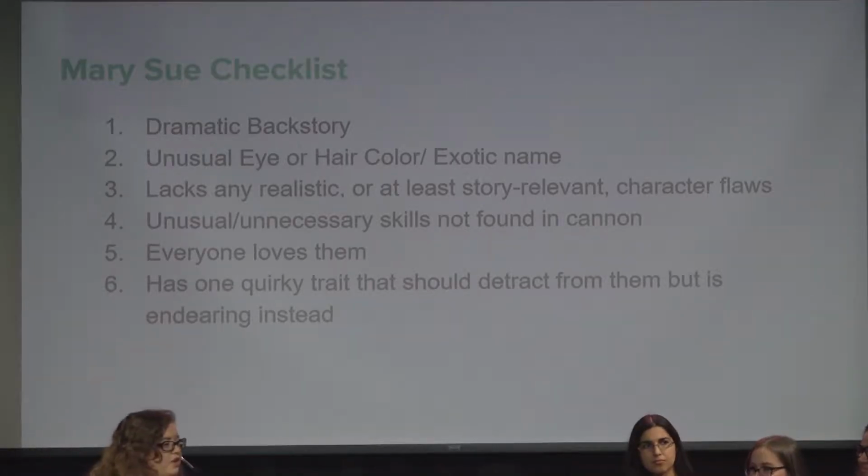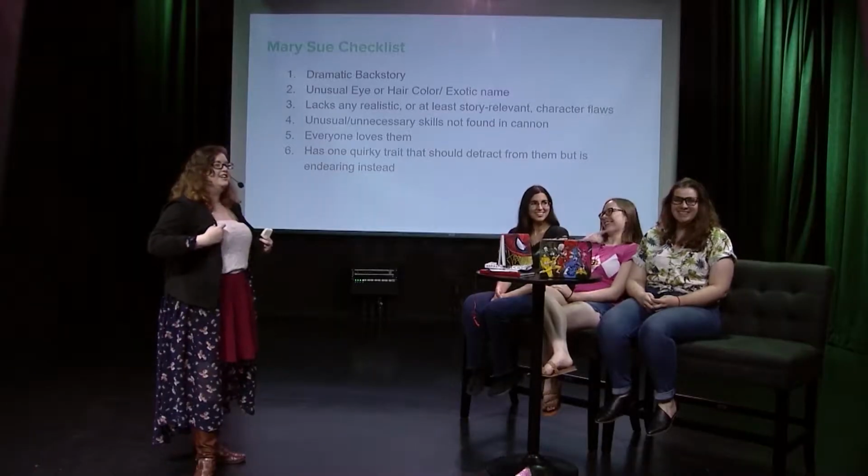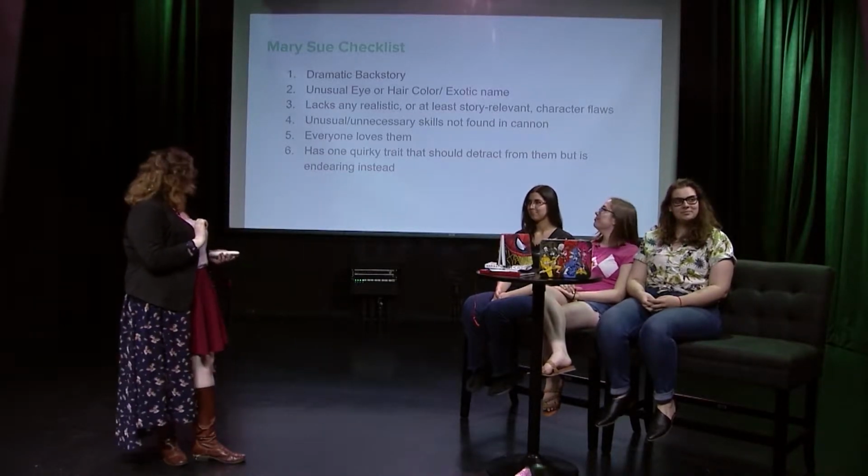So let's go over some checklist points that you will want to make sure are in your Mary Sue. First, you're going to need a dramatic backstory. It should be something sad, like being an orphan, or running away from home. Something very dramatic. The worse, the better.